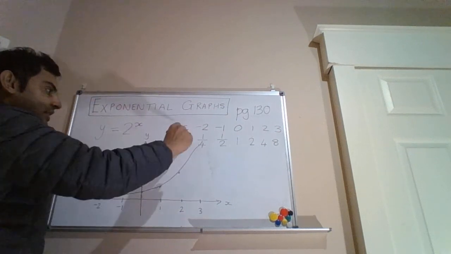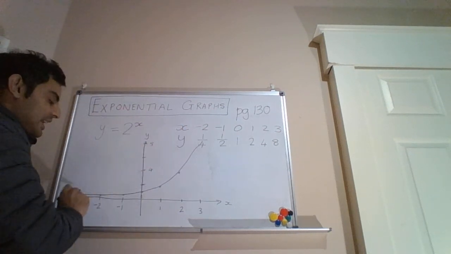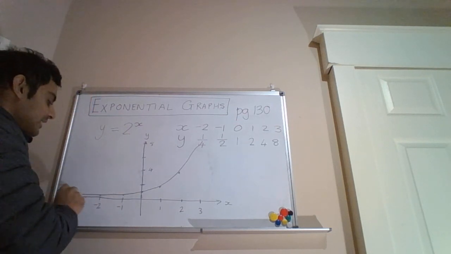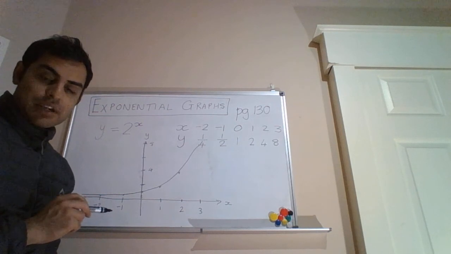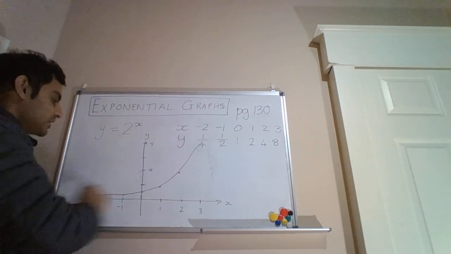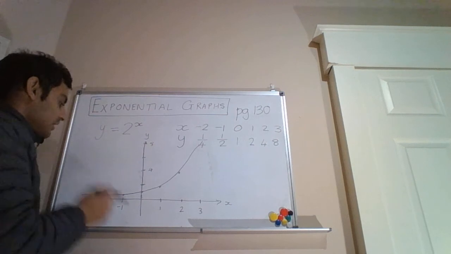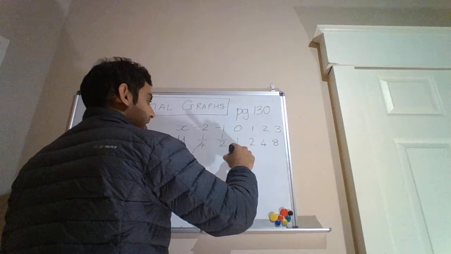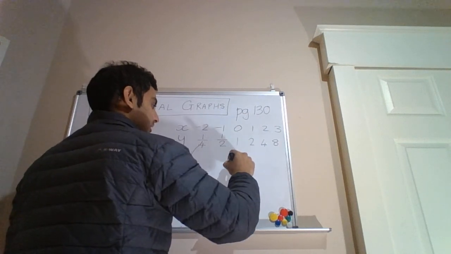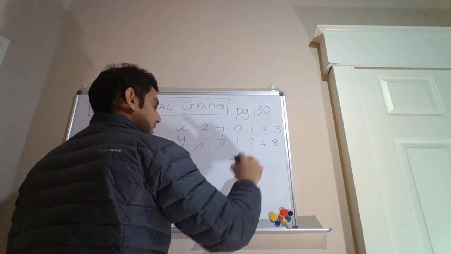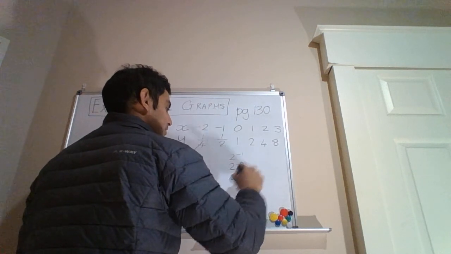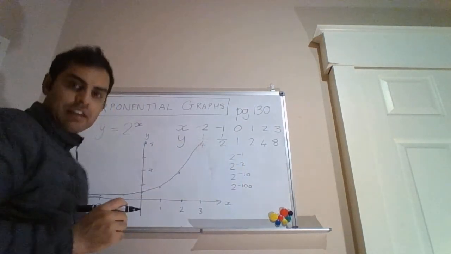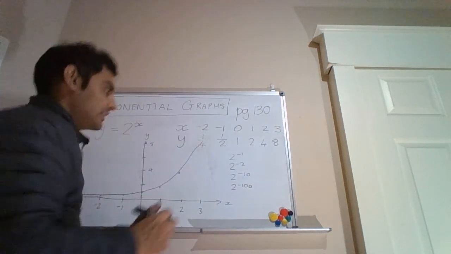That describes this portion. What is happening as x gets negative? So we can see that as x gets more and more negative, it looks like we have a horizontal asymptote along the x-axis. So let's just check that with some numbers. Let's put in some fractions. So we're going to make x more and more negative. So it's going to be 2 to the -1, 2 to the -2, 2 to the -10, 2 to the -100. x is getting more and more negative. Let's see what's happening with the y values.